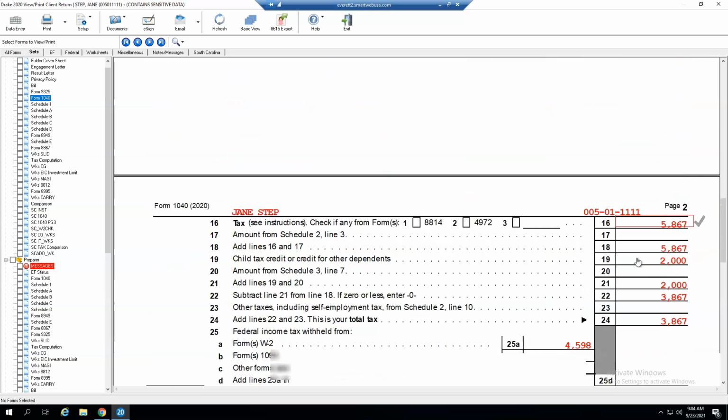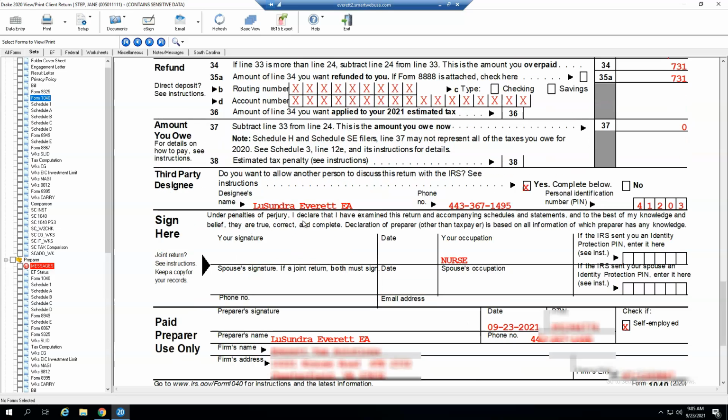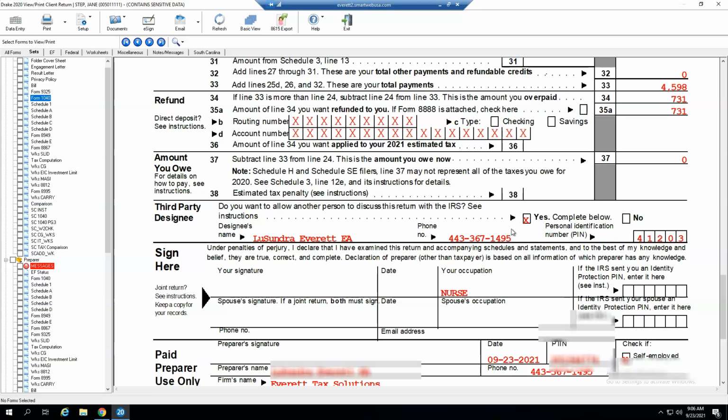Here's why. We're going to scroll down to the bottom here. And it says here, under penalties of perjury, I declare that I have examined. Examined is not just skimmed over it. Examined means you really took some time to look at this thing. That I have examined this return and accompanying schedules and statements, and to the best of my knowledge and belief, they are true, correct, and complete. This is you as the taxpayer when you sign your return. The next sentence, declaration of preparer, other than the taxpayer, declaration of preparer is based on all information of which preparer has any knowledge. So that means that the tax preparer prepared your return based on the information that you provided. Like if there's something that's missing, they don't know about it. That's what that means. So that is how you read your tax return.